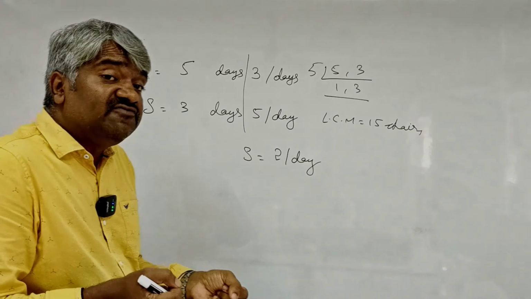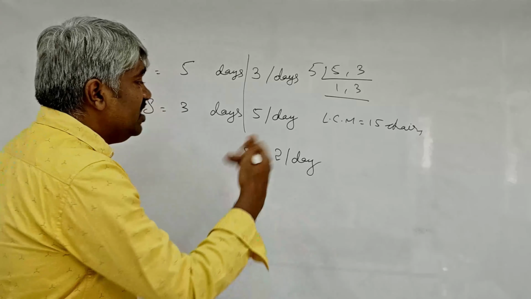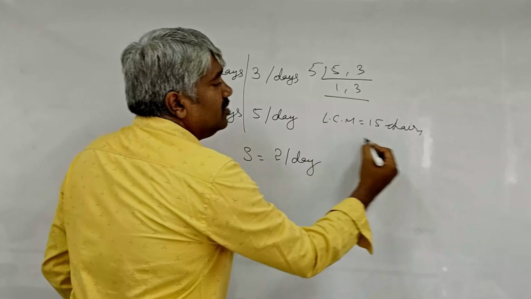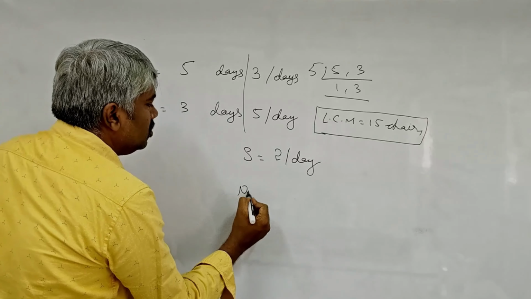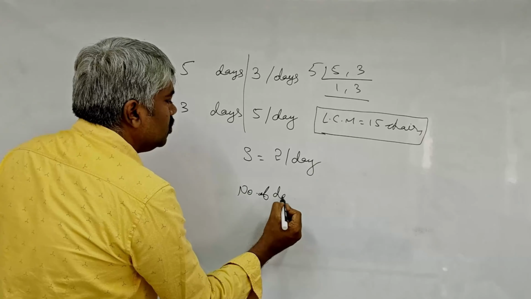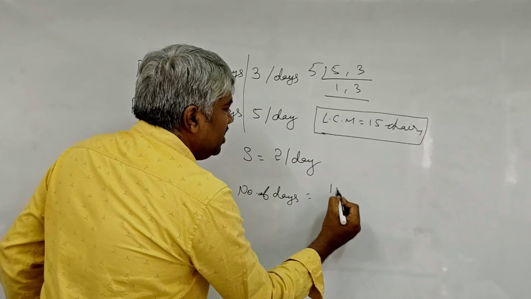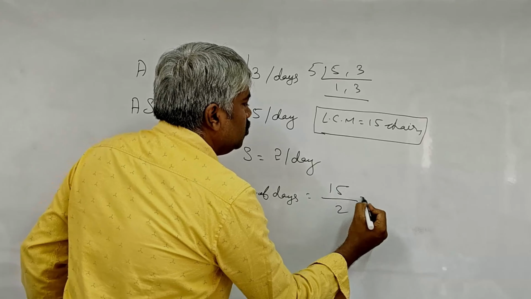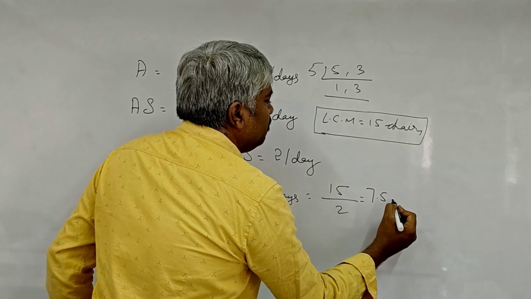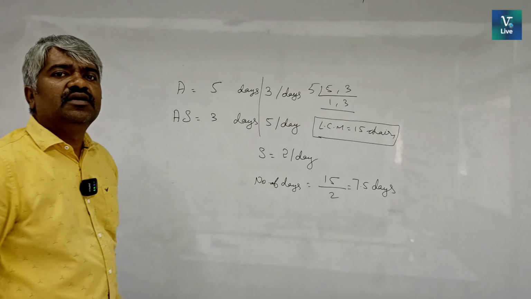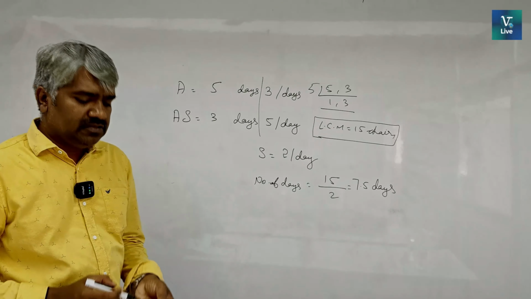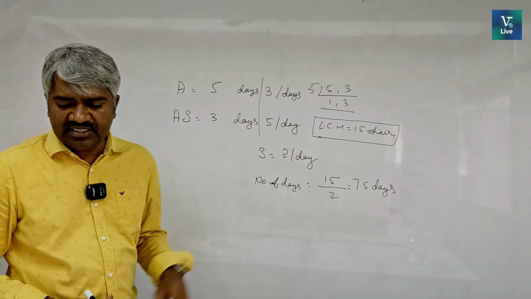Now, when his son is working alone, how much time will he take to complete this total task of manufacturing 15 chairs? So number of days equals 15 chairs divided by 2, which is 7.5 days. I hope you are clear with this problem. We'll go to the next question.